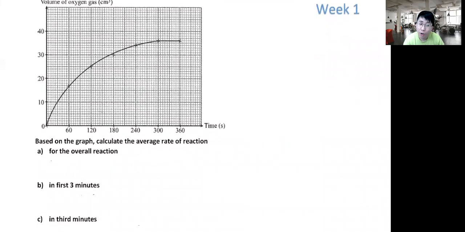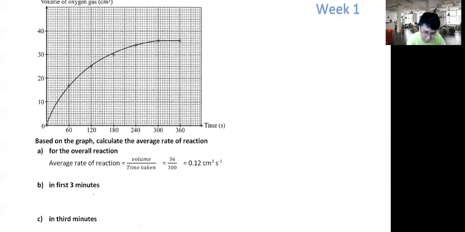Calculate average rate of reaction for the overall, guys. Overall means, again, maximum volume over maximum time. But the time must be the time where you start to become straight line, not the legit total time. The time when you stop reaction, that's your total time. So volume maximum, I will say around 35, 36. Then the time to become straight line is around 300 seconds. So I will say 36 over 300. You see? First 3 minutes means first minute, second minute, third minute. Okay, so for third minute means like they want the final point until the first point.